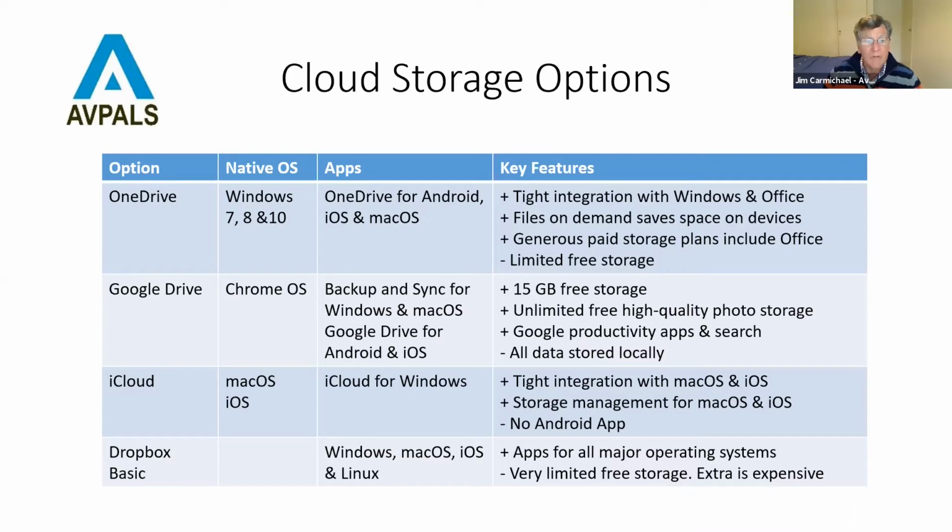So let's have a look at the different cloud storage options we've got. Working through the table, we've got OneDrive. Now, the big advantage of OneDrive is it's native to the Windows operating system. It's very tightly integrated with Windows, and it's been there since Windows 7. It's become absolutely key to the operating of Windows in Windows 10. But as well as being on Windows, you can have OneDrive for Android, for iOS, and for Mac.